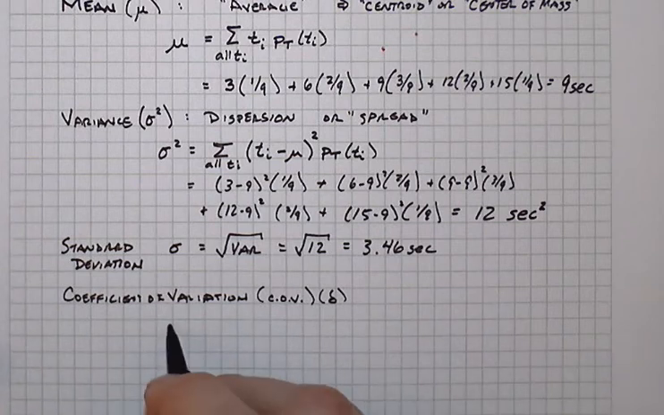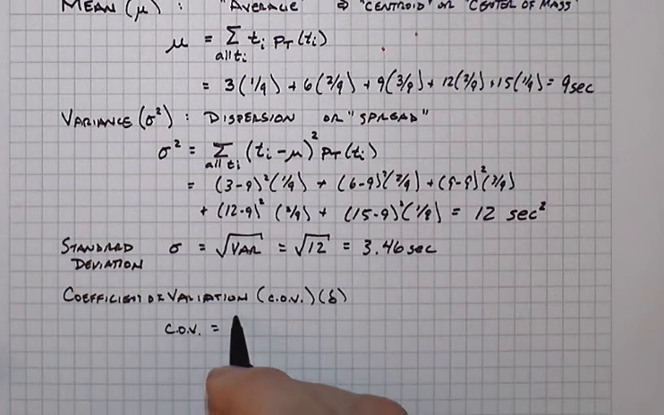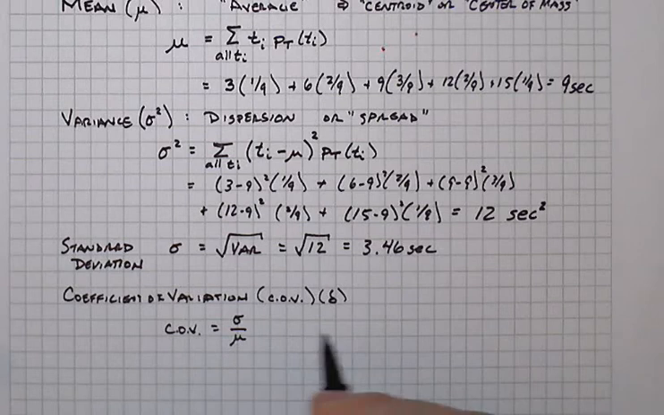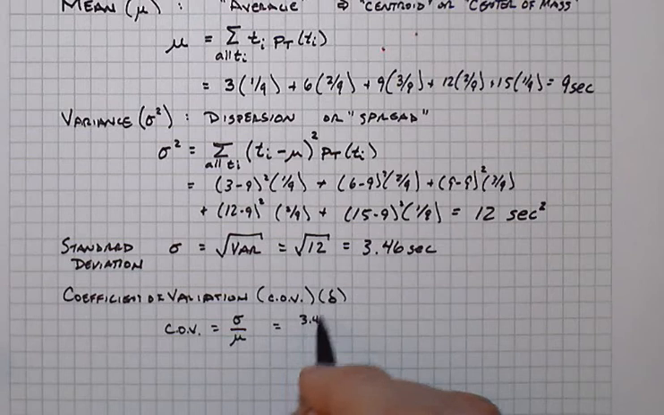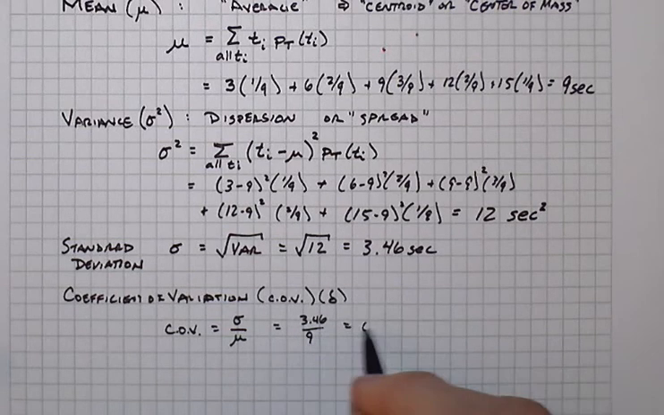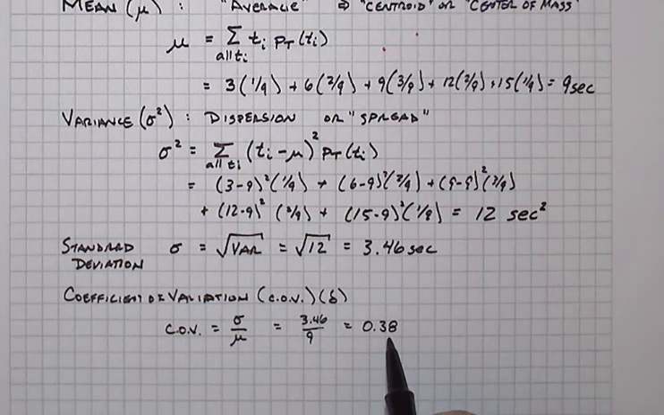And so the COV here in lowercase is equal to the spread, or our standard deviation, divided by the mean. And for us, that's going to be 3.46 divided by 9, and that's equal to about 0.38, which in my world is a fairly large coefficient of variation. If I'm looking at the coefficient of variation for the modulus of elasticity of steel, that's going to be down around 10% or less, right? And this is reasonably high.